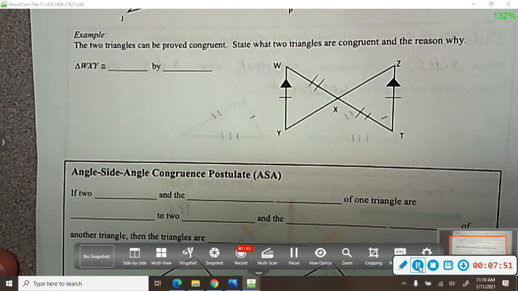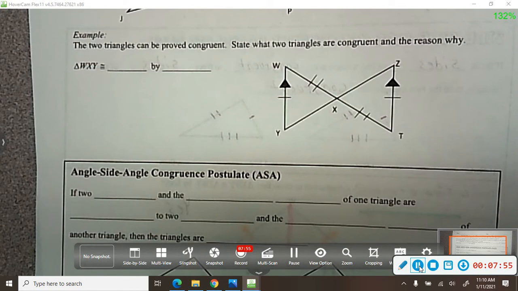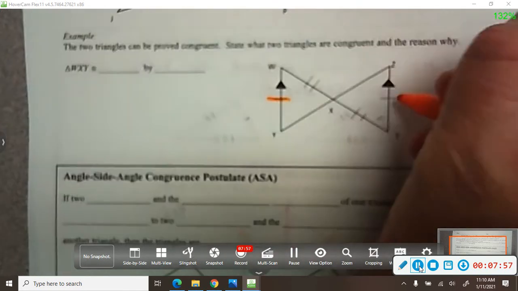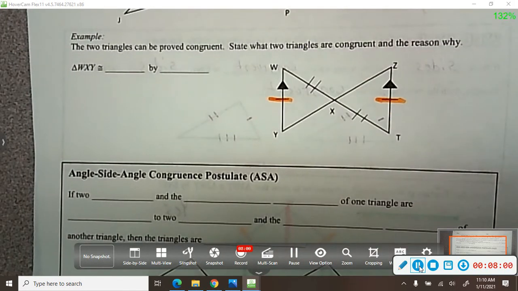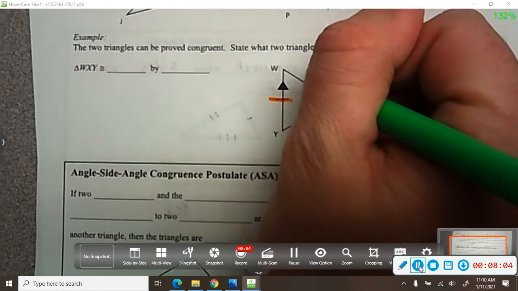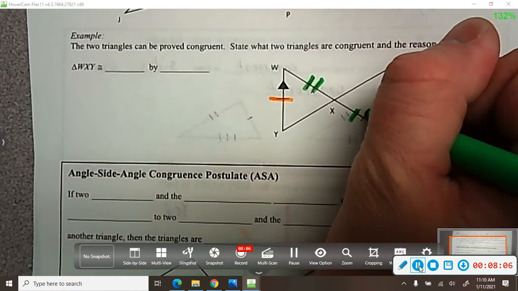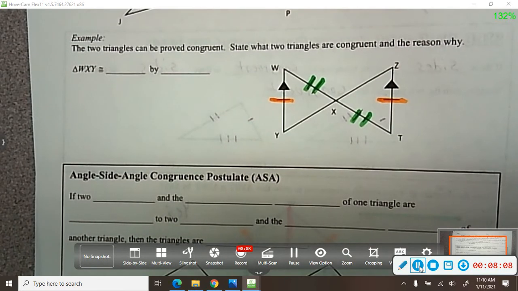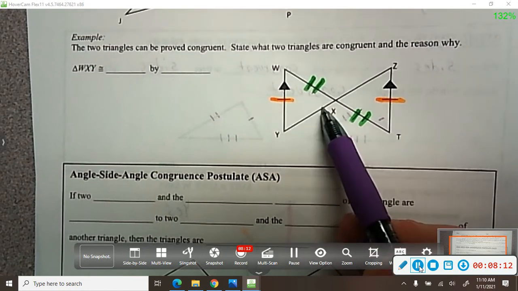So, how do I know these are congruent? I know that this side equals this side. I know that this side equals this side. And all we've learned so far is SSS and SAS. Now there's no way to know that this equals this.